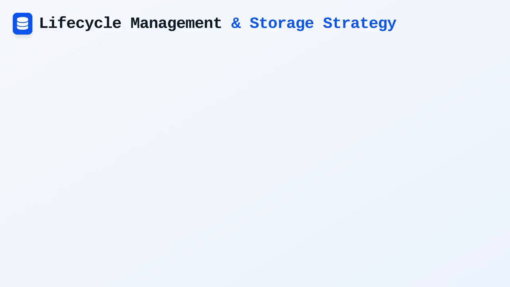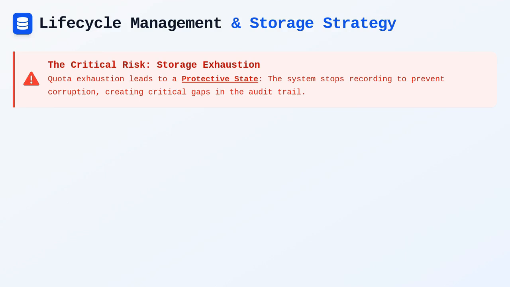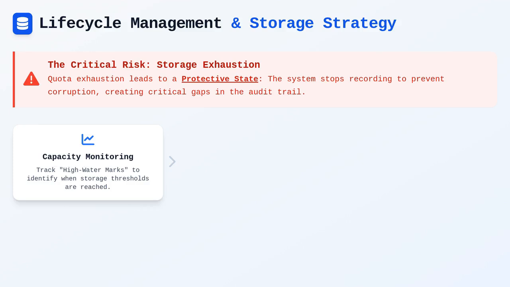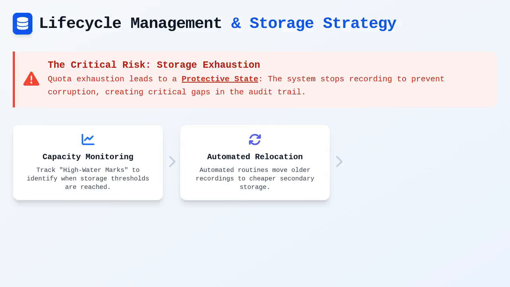Finally, we must address the lifecycle management of these recordings, particularly the risk of storage quota exhaustion. As the volume of privileged activity grows, the storage allocated to session recordings will inevitably fill up, requiring robust automated archiving and data relocation routines. If these automated workflows fail, the session manager may enter a protective state where it stops recording altogether to prevent file corruption. Configuring proper storage thresholds ensures that when the system hits a high water mark, older data is moved to cheaper secondary storage or archived off-platform.